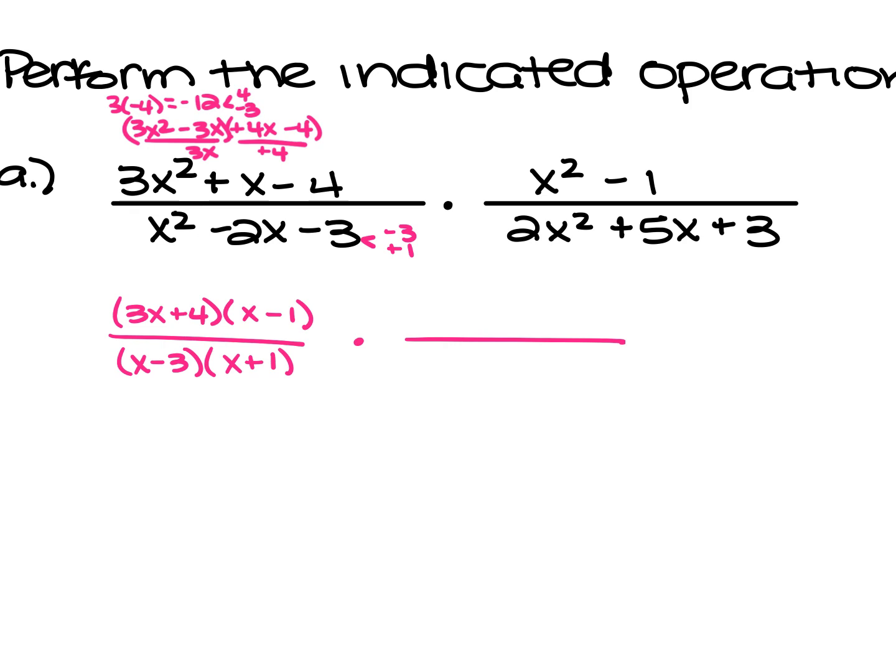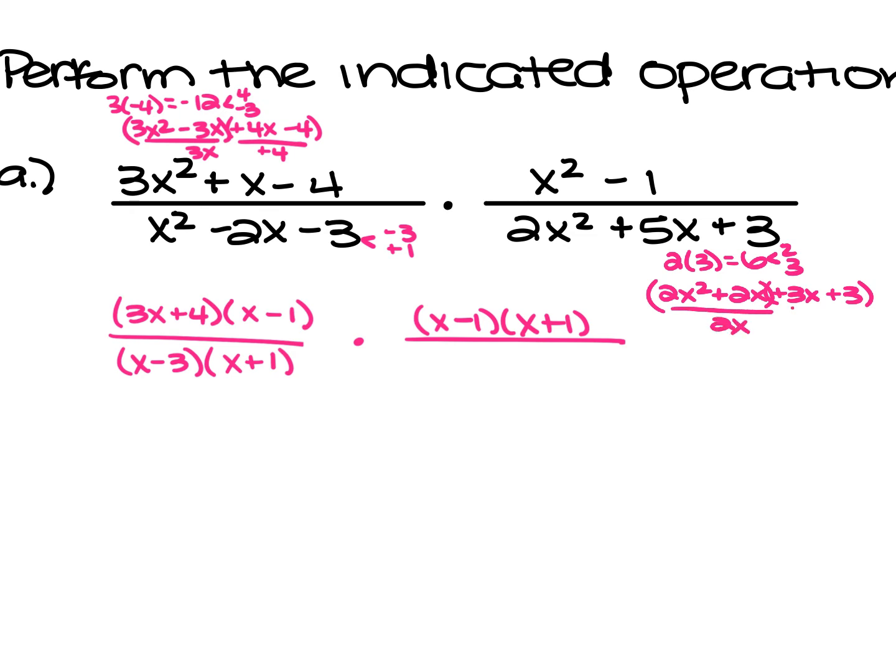Your second fraction, that x squared minus 1 is a difference of squares. So that's just x minus 1 times x plus 1. The bottom of that second fraction, you have an a that's something other than 1. So multiply your 2 and your 3. That gives you 6. Your factors of 6 that add up to be 5 are 2 and 3. So that's 2x squared plus 2x plus 3x plus 3. Factor by grouping. Factor out a 2x and a 3. So that's 2x plus 3 times x plus 1.